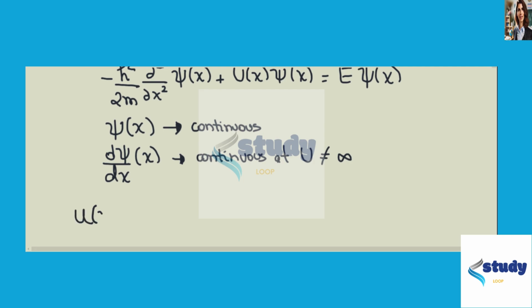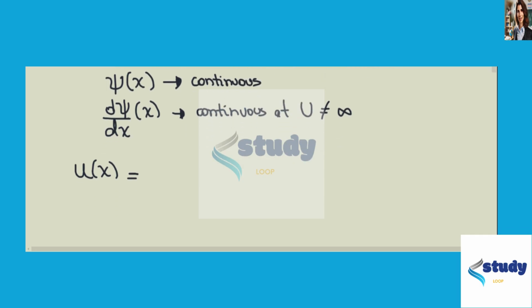So what we have is potential energy that is equal to the following. It's infinite for x smaller than 0. It is equal to 0 for x between 0 and L, and it's equal to U0 for x greater than or equal to L.